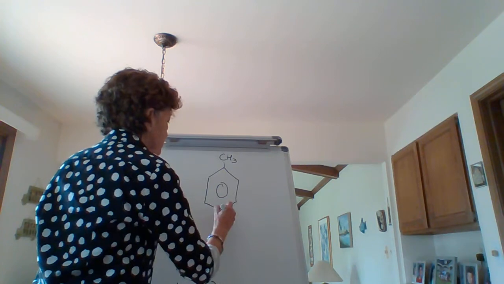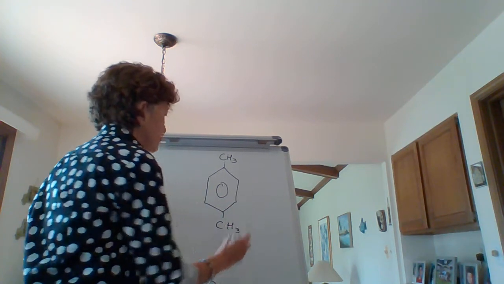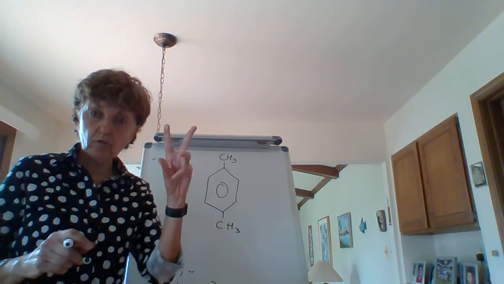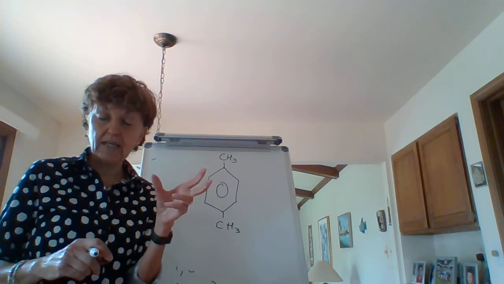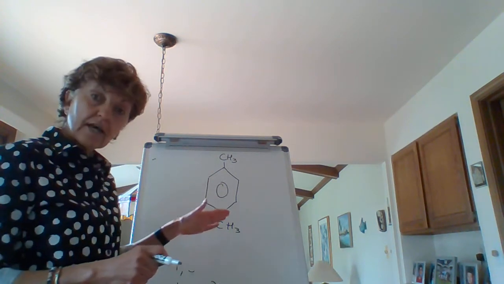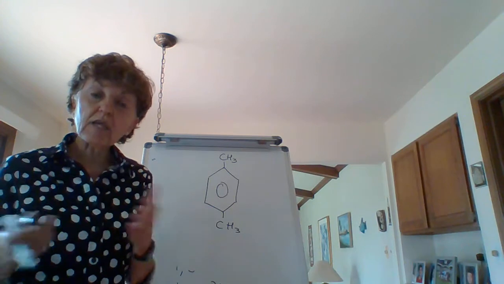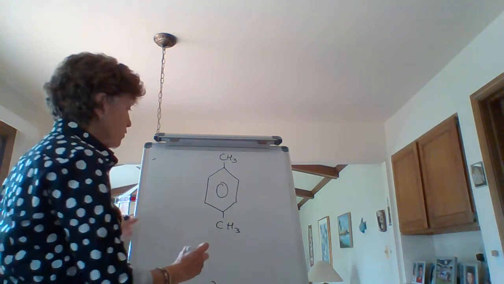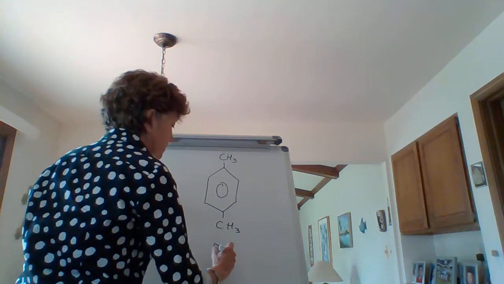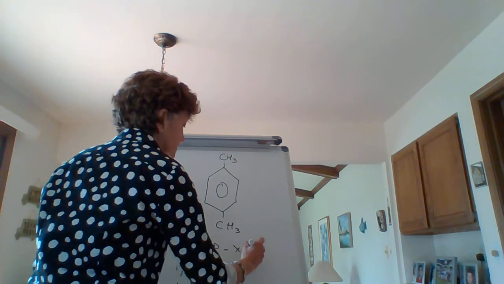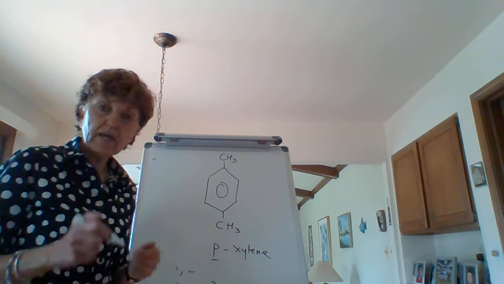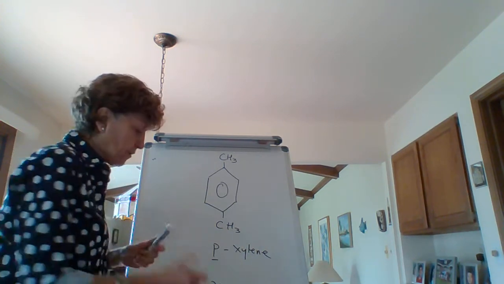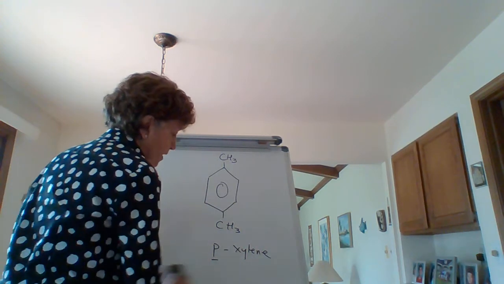Okay, what do you think this is called? Remember, a benzene with 2 methyl groups is called xylene. So this is a xylene. But you want to tell everybody where the 2 methyl groups are. They're on 1 and 4, so it would be para-xylene. Okay, so that's the whole ortho-meta-para nomenclature.